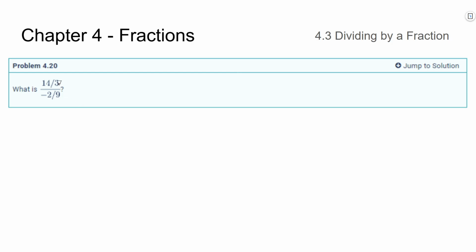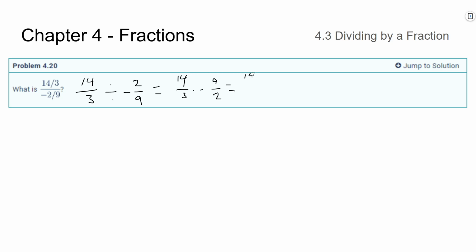Okay, so 14/3 over -2 over 9. All right, well, this looks a little bit different, but really, it's kind of the same thing as the last problem. We have 14/3 divided by -2 over 9. So we can convert this to multiplication: it's going to be 14 over 3 times the reciprocal of 2 over 9, which is 9 over 2, but don't forget our negative sign. So -9/2.